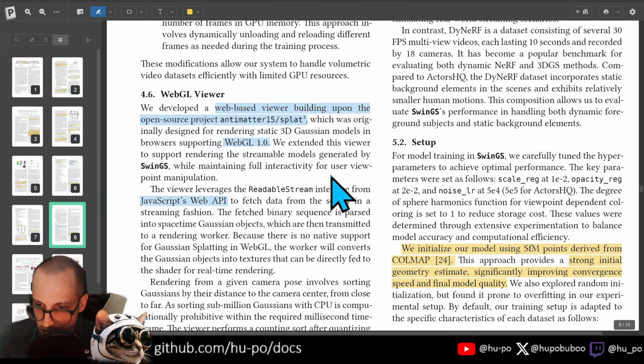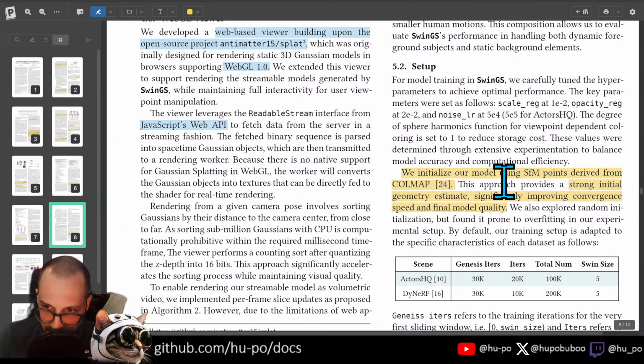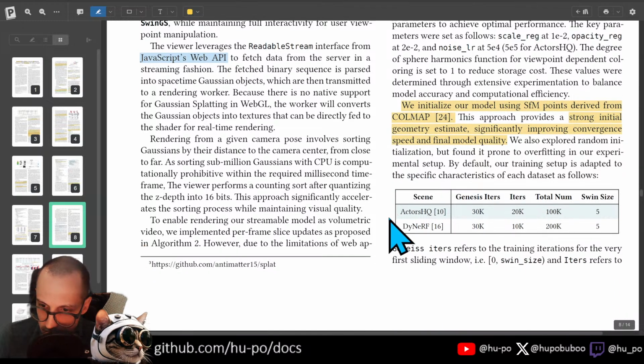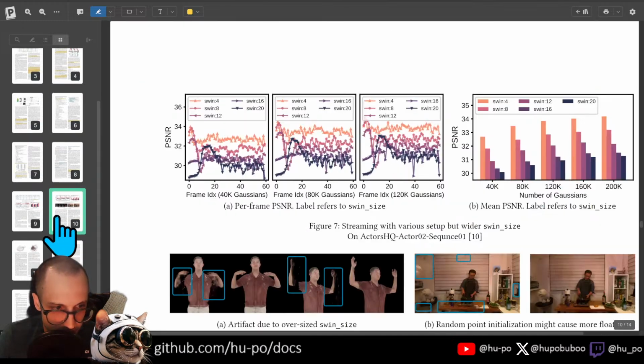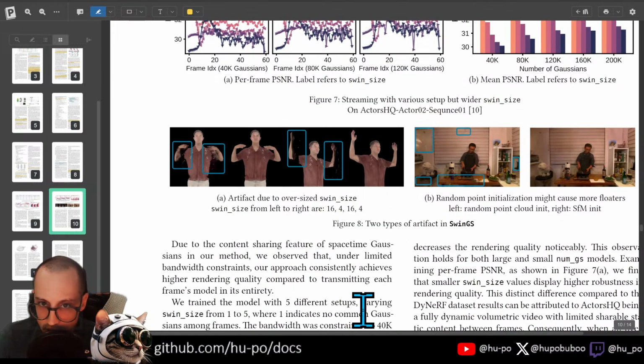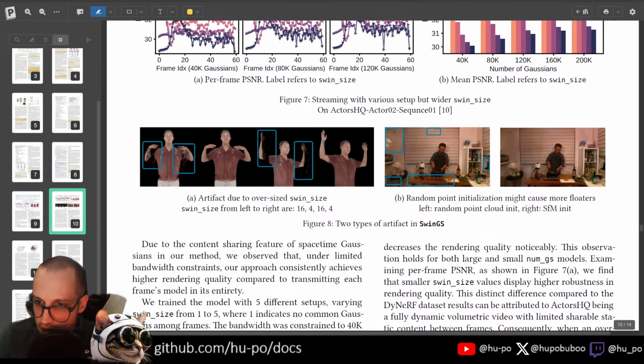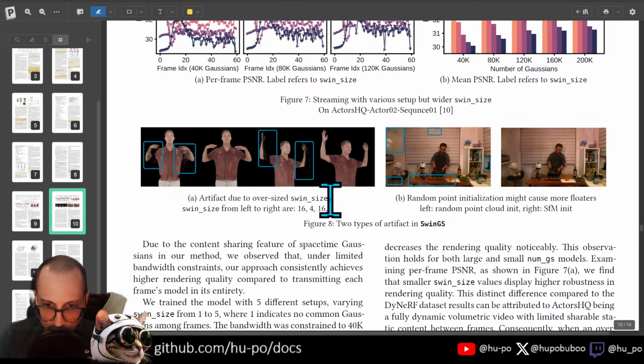There's WebGL. In this one, they initialize from Colmap, which is probably the most popular way to initialize Gaussian splats. Here are some artifacts due to oversized swing size. So this is what we're talking about. One of the problems, not just with Gaussian splats but any learning or engineering approach, is that the more hyperparameters, the more annoying, because for some values of those hyperparameters, it might not work well.